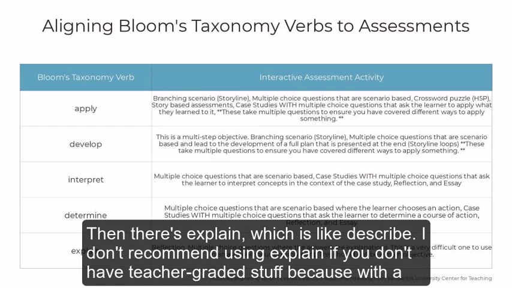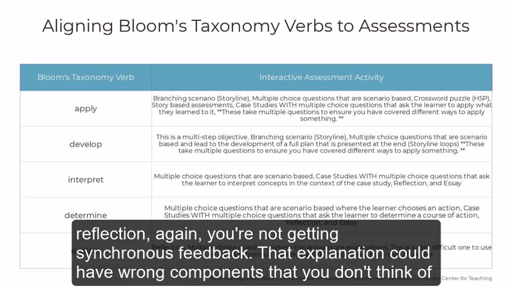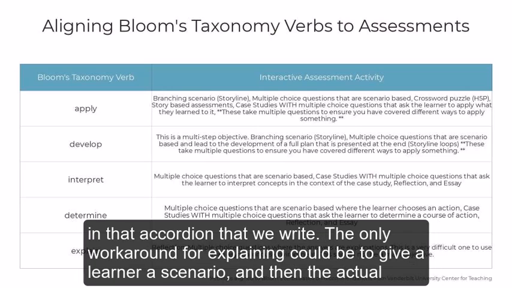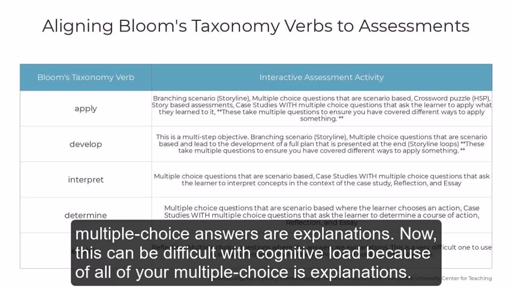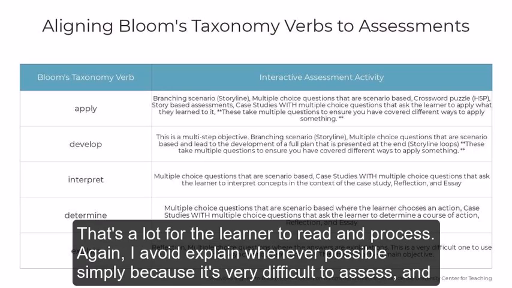Then there's explain, which is like describe. I don't recommend using explain if you don't have teacher-graded work, because with a reflection, again, you're not getting synchronous feedback. That explanation could have wrong components that you don't think of in that accordion that we write. The only workaround for explaining could be to give a learner a scenario, and then the actual multiple choice answers are explanations. Now, this can be difficult with cognitive load because if all of your multiple choice options are explanations, that's a lot for the learner to read and process.